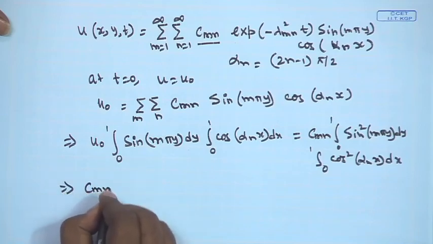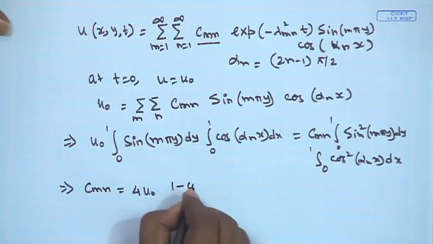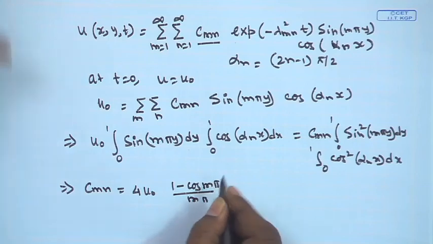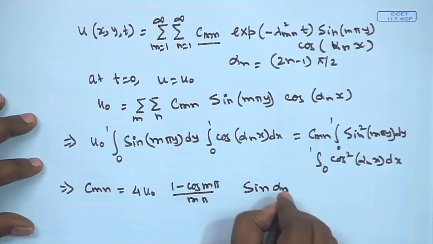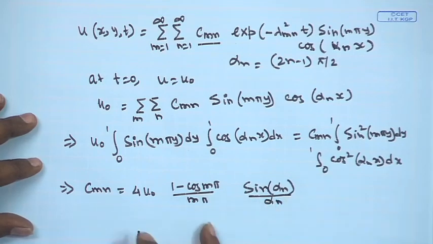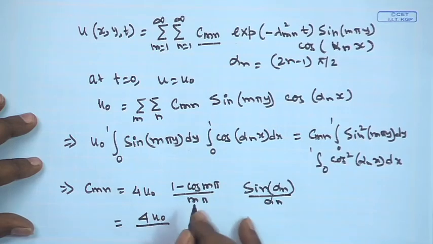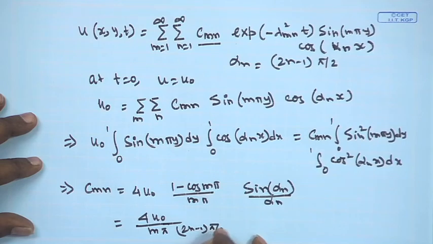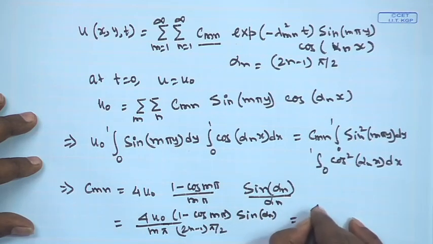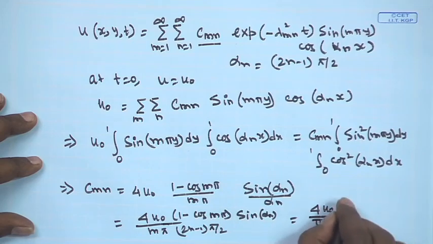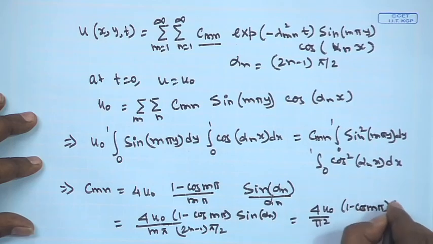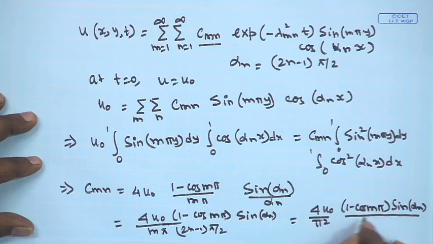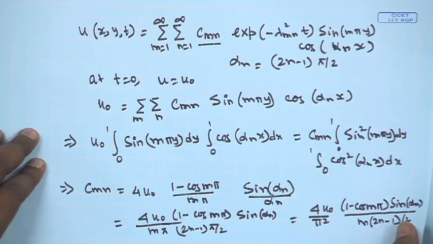So, we will be getting C m n equal to 4 u naught, this will be 1 minus cosine m pi divided by m pi, and this will be sin alpha n divided by alpha n. So, I will be getting 4 u naught by m pi, and alpha n is 2n minus 1 pi by 2, and in the numerator we will have cos m pi sin alpha n. So, this will be 4 u naught over pi square, 1 minus cosine m pi, sin alpha n divided by m times 2n minus 1 by 2. So, we will be getting the complete solution.